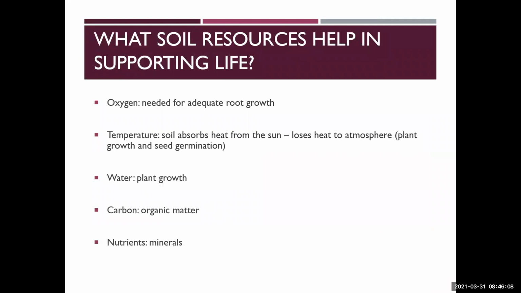In order for soil to actually help support life, there are a number of factors that we have to consider. This includes oxygen. There needs to be adequate oxygen for root growth. Root growth is one of the key factors in growing plants. If you've ever grown a plant and killed a plant, you'll know that the death of the plant often comes from the roots. Soil is also very important in absorbing heat and regulating temperature. It also helps with the loss of heat in the atmosphere.